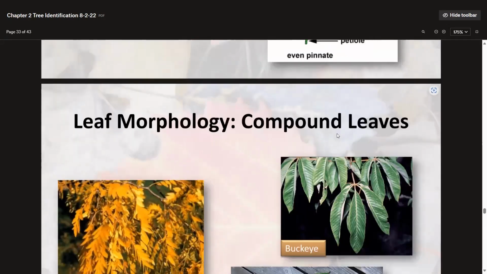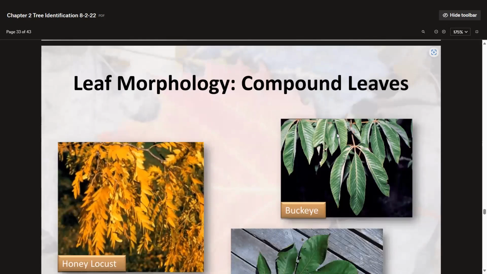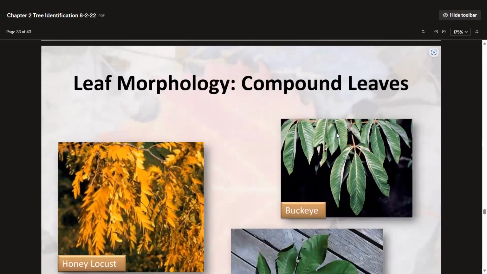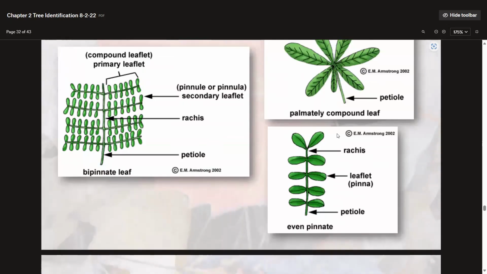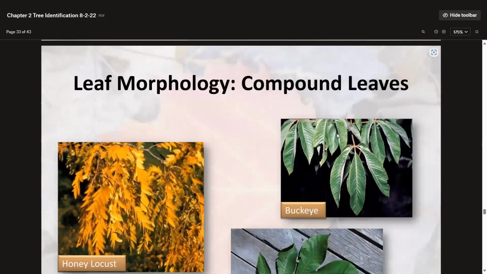Well, let's go back and look. It's hard to tell in the picture, but it looks like they're coming off. Are there multiples coming off each one? Or are they even pinnates? What do you think, class? It's hard to tell in this picture. Y'all are welcome to drop it in the chat if you have an opinion. Yeah, I've got even.